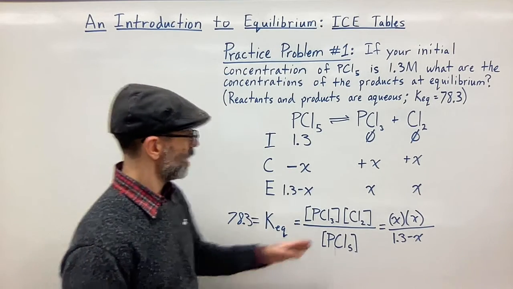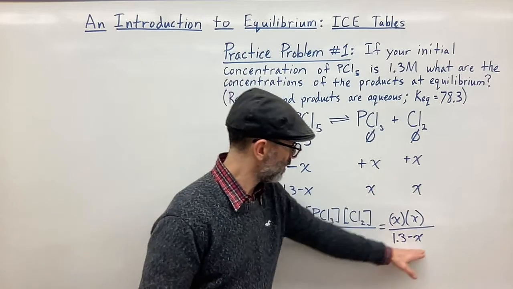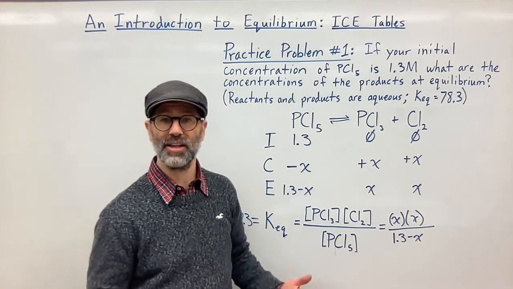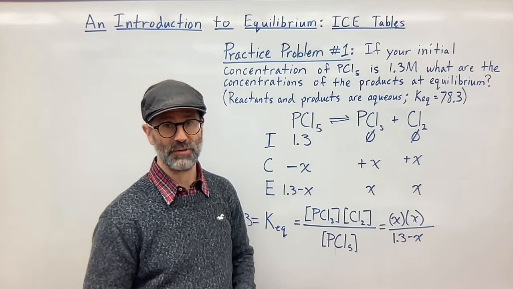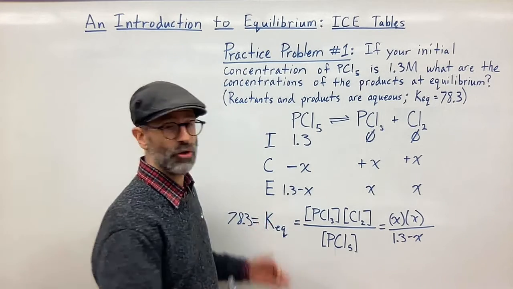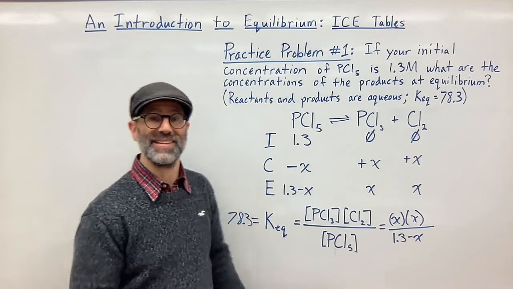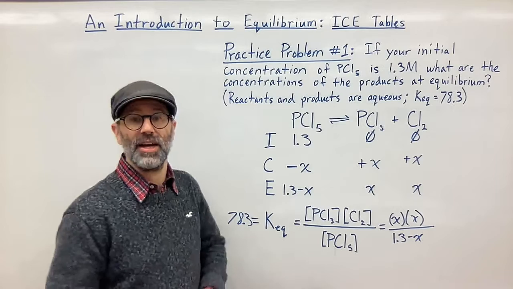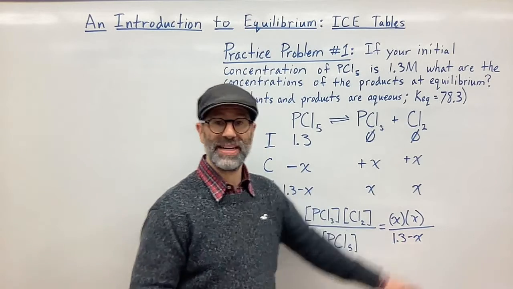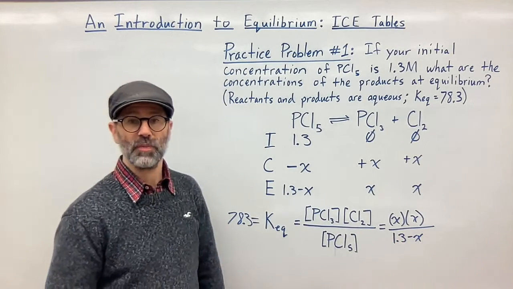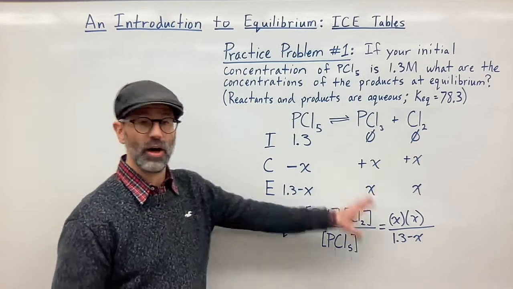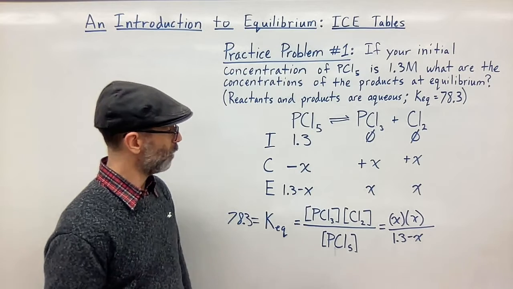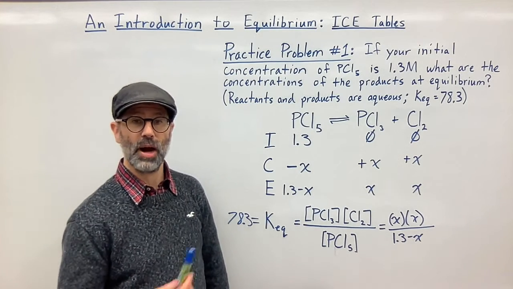So in this case, you've got to solve it using this expression here, which means you're going to end up with a quadratic equation, and you're going to have to use the quadratic formula. I'm going to show you how to do that using this example. And then in my next example, I will show you how you can assume that x is small. So let's go ahead and show how to solve this using the quadratic formula, and we'll go to problem number 2.